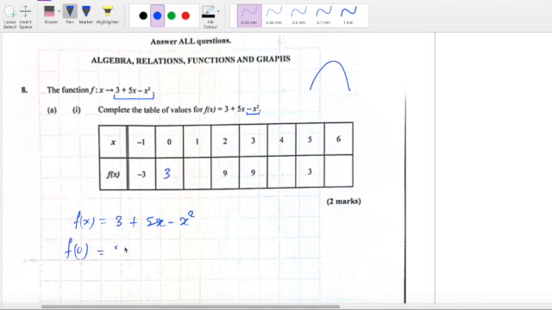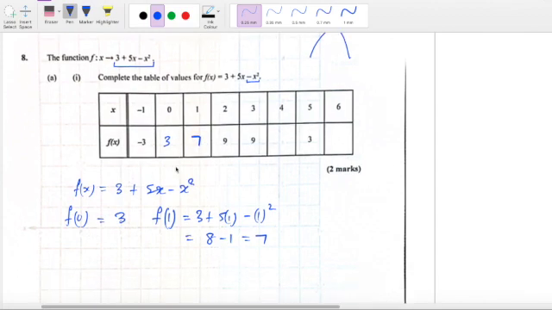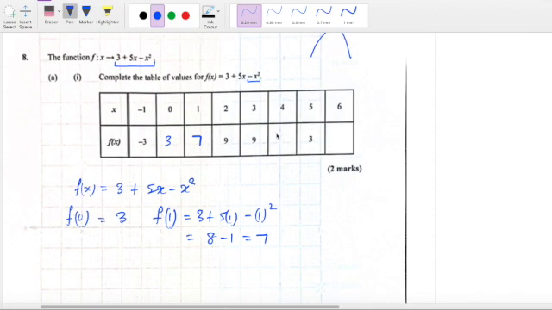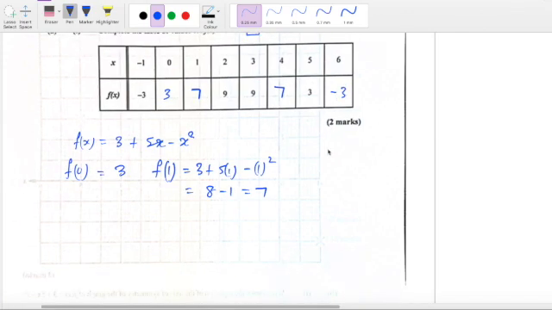When x is 1, that means we'll have 3 plus 5 times 1 minus 1 squared, which is 3 and 5 is 8, minus 1, which is 7. Then we have 9. Chances are this is going to be 7 again, and this is going to be minus 3, most likely, but let's just test it and see.